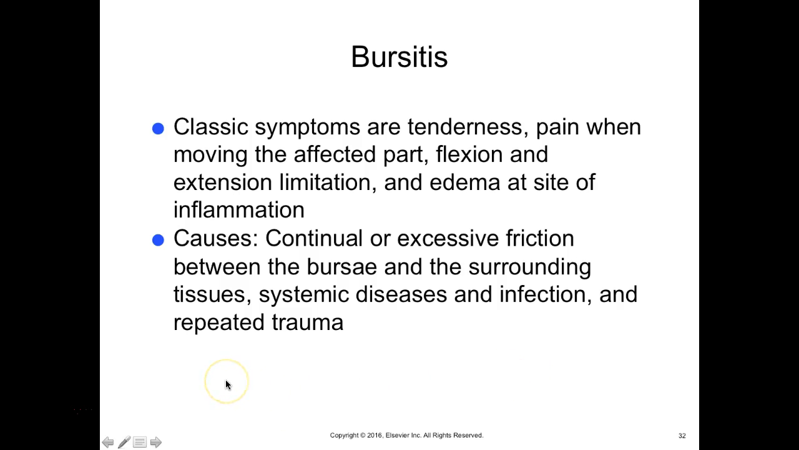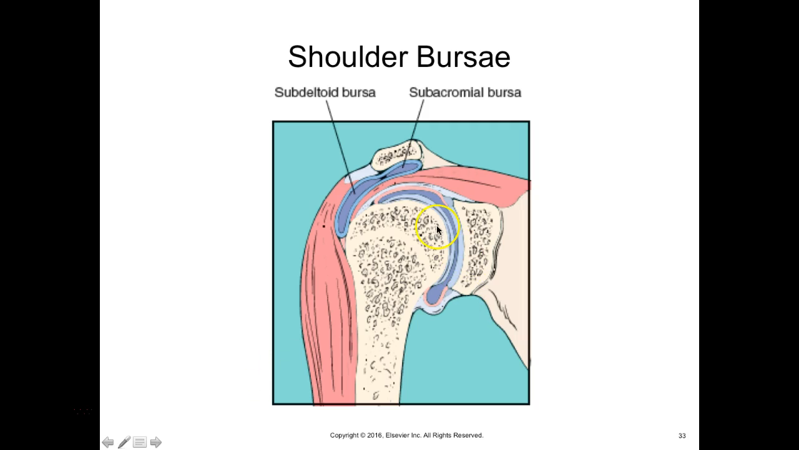So classic symptoms are tenderness, pain when moving the affected part, flexion and extension limitation, and edema at the site of inflammation. The cause of bursitis is usually some type of excessive friction or continual movement between the bursa and the surrounding tissues. Systemic diseases can also cause it, as well as infections and repeated trauma to the area. So this is just showing you the bursa. They're like little sacs with fluid, and again, they help reduce friction.